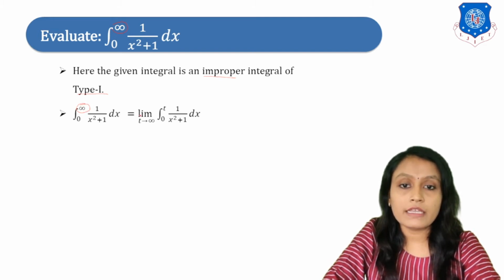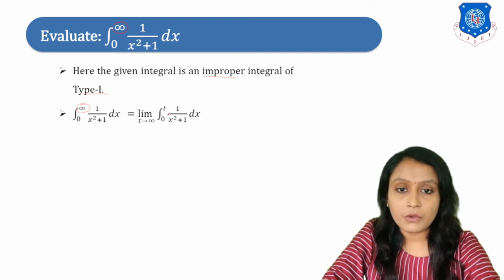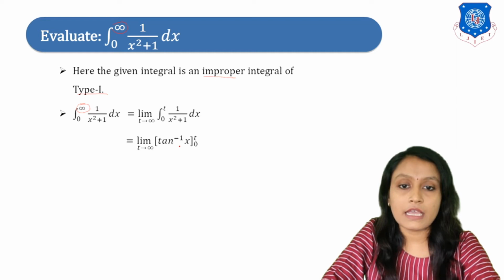Okay, so we will write as limit t tends to infinity, integration 0 to t, 1 upon x square plus 1 dx. Okay, now we will evaluate this integration. So you will get the answer as limit t tends to infinity.